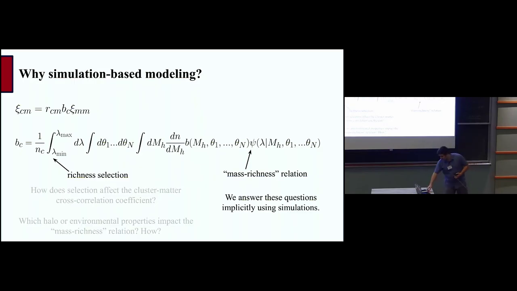So the way that we can address this is to implicitly answer all these questions using simulations. So this is sort of the assembly bias relations. These are, of course, by construction reproduced in the simulations. And then if you can properly put down the galaxies that source the selection of the optical clusters, you also implicitly get this as well.